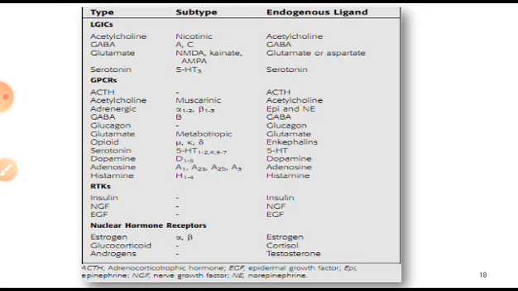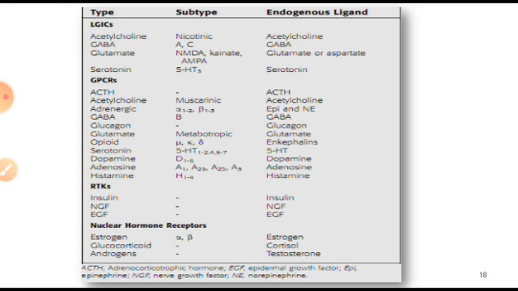In this screenshot you can see there are 4 different receptors, their subtypes and the indigenous ligands they use. First one is the ligand gated ion channel, LGIC. For example, acetylcholine, GABA, glutamate, serotonin, right? They all use these receptors. Their subtypes are nicotinic, GABA-A, and glutamate has NMDA, kainate, AMPA, and serotonin has the 5-HT3 type. Indigenous ligands are acetylcholine, GABA, glutamate or aspartate, and serotonin, right?